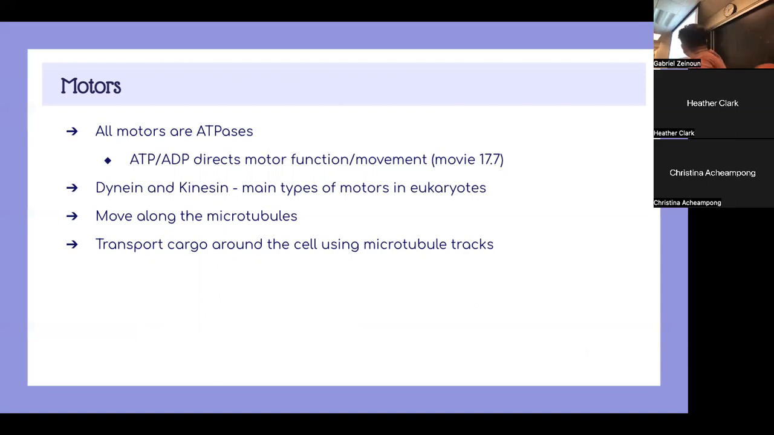Dynein and kinesin are the main types that you'll learn about in this class, which are found in eukaryotes, and they help move vesicles and cargo around the cell using the microtubule tracks that are super important.